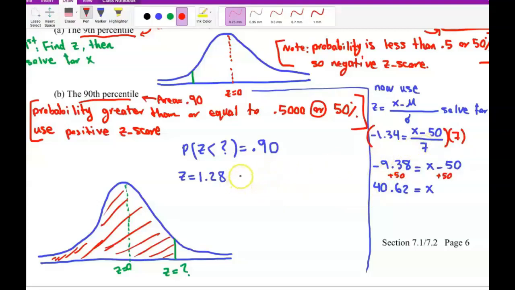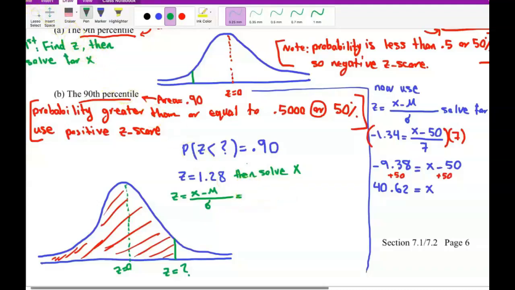Now finding the answer for part B, the final answer. So we need to find x here again. Okay, so use z equal to 1.28, then solve for x. So we have x minus mean divided by standard deviation. Okay, so using this one, then solve for x. Now z is 1.28 equal to, finding x, and mean is 50, standard deviation is again 7.